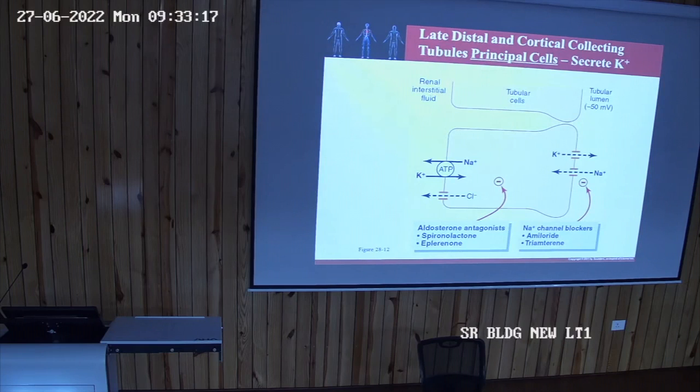In the late distal and cortical collecting tubule, principal cells secrete potassium. Okay, this is the interstitial fluid. The sodium potassium ATPase pump needs energy for its movement. This is the secretion of potassium and reabsorption of sodium. Sodium channel blockers are drugs given in hypertensive patients, and they act in this particular segment, inhibiting the reabsorption of sodium, because when sodium is reabsorbed, water is reabsorbed, increasing the blood volume.